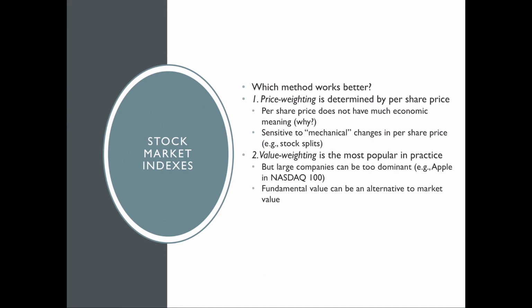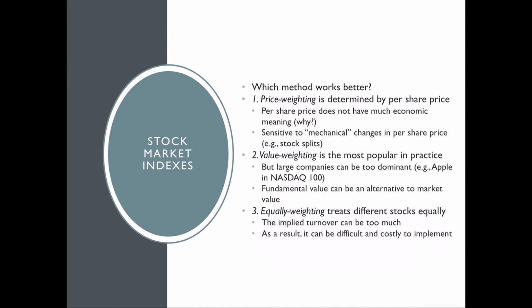With value weighting, that is the most popular in practice, but large companies could be too dominant, for example, Apple in the NASDAQ 100. An alternative is using fundamental value. Fundamental value is simply calculating the present value of the future cash flows. That's an alternative to using the market values for the value weighting index model.